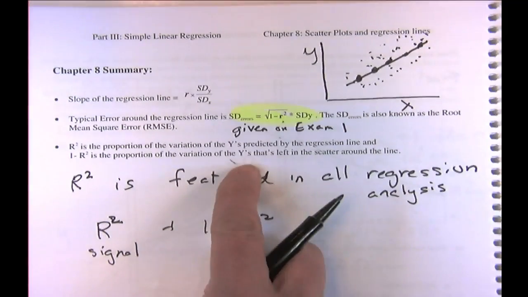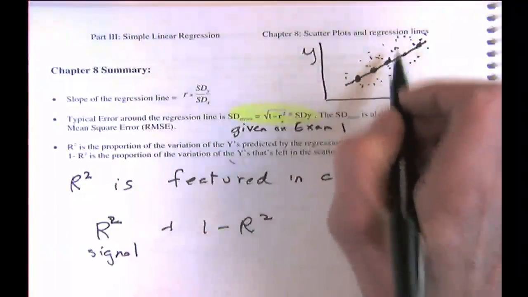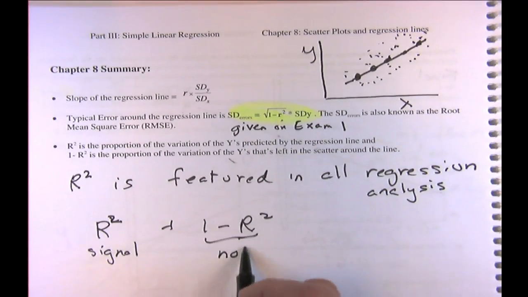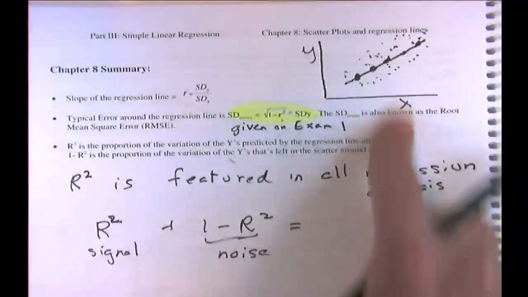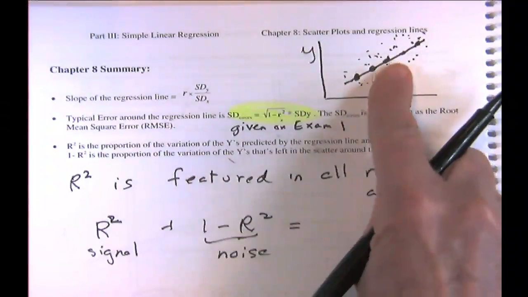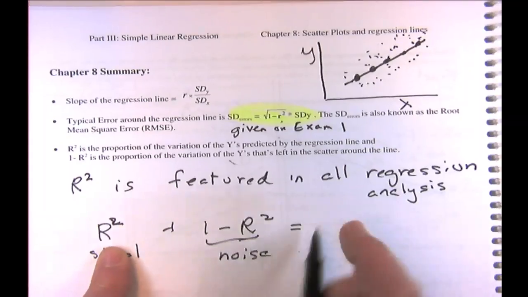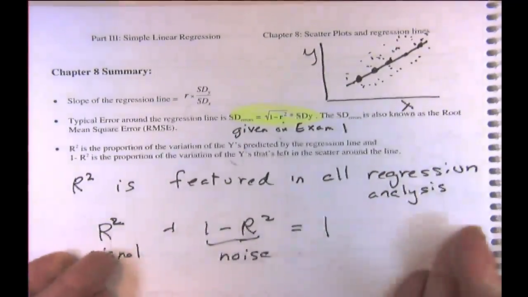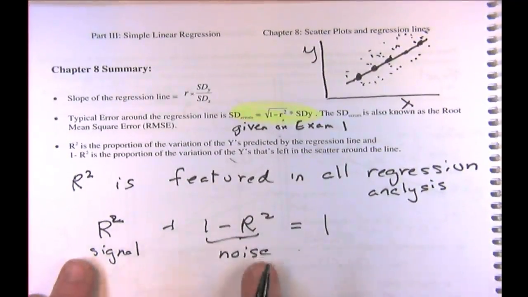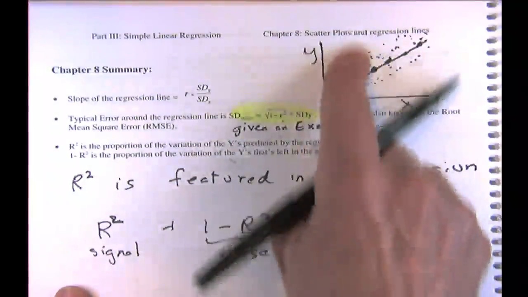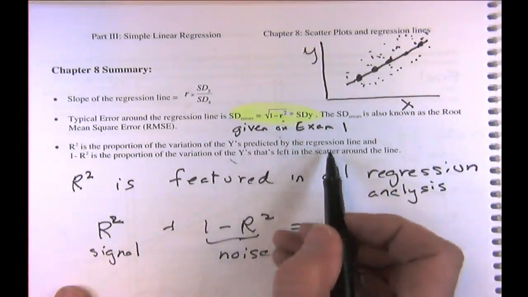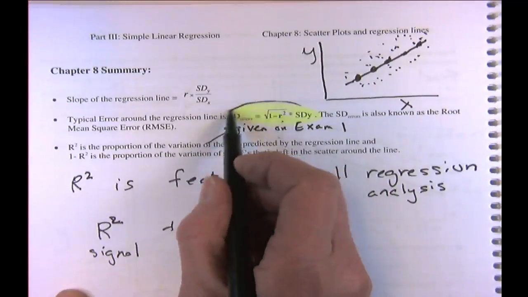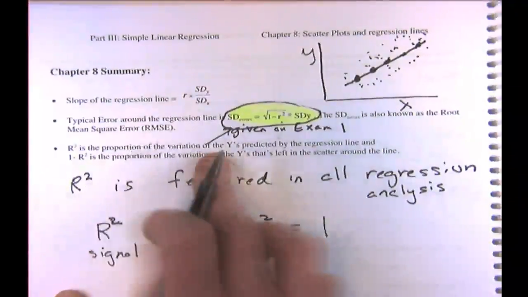That's the proportion of the variation of the y's that's left in the scatter around here. 1 minus this is the noise. And together, they make up the whole spread of the y's. But obviously, it's a tautology. We can say together they are 1 or 100%. It's going to be true of everything. And what we're going to apply this to is the variability of the y's here. So this right here, this statement follows directly from here. See this formula?